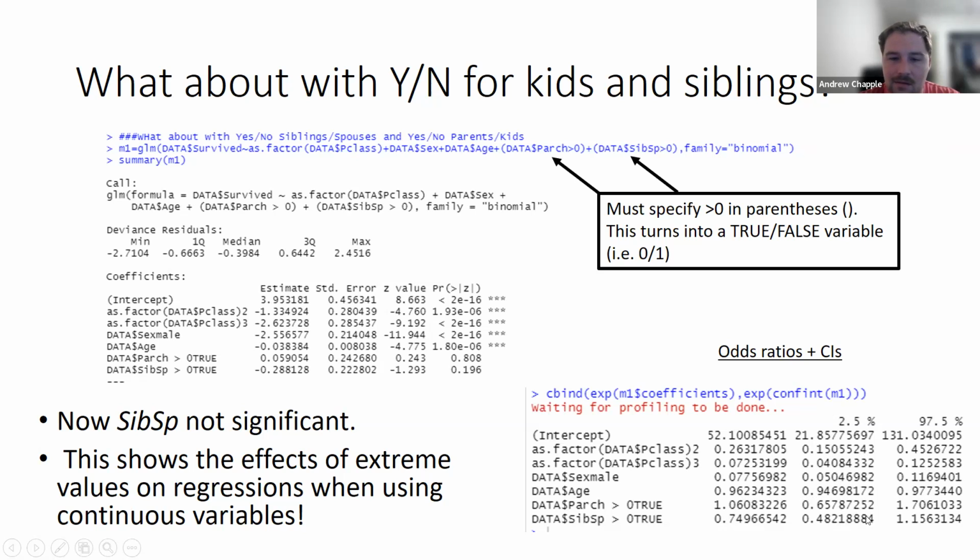You can see that parents and kids does overlap with 1, so it's not significant. Siblings and spouses does overlap with 1, so it's not significant. Here you see that for males, there's a significant increase in the risk of death. So your risk of not surviving, or decreased chance of survival, in males, all of that is here.